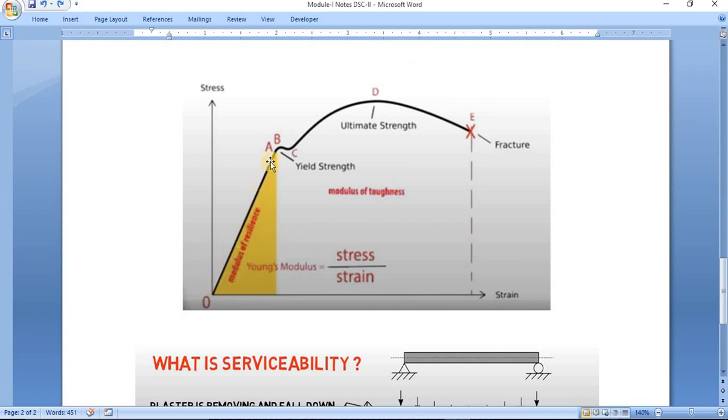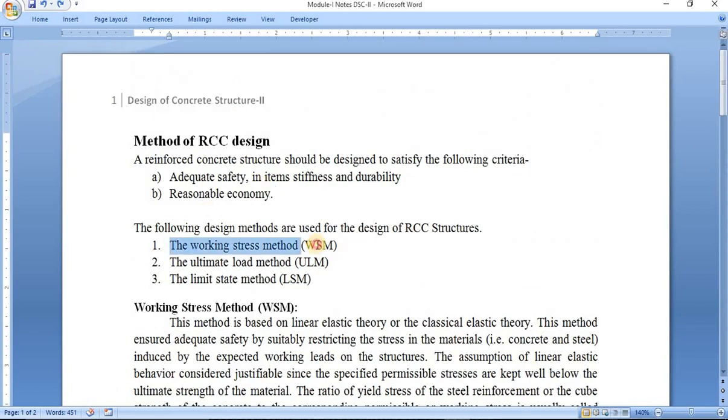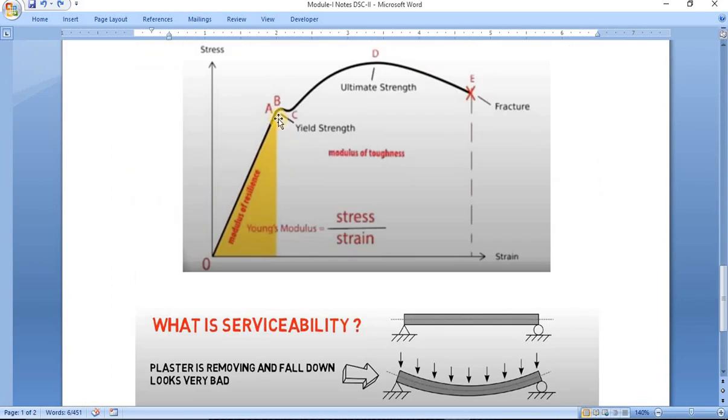You can see the yellow portion which is shown. You can call it the linear portion, where stress is proportional to strain, till point A. After that it is non-linear. Whatever the linear portion is, this much capacity of the material we are going to consider while designing in working stress method. We consider only this much capacity of the material.